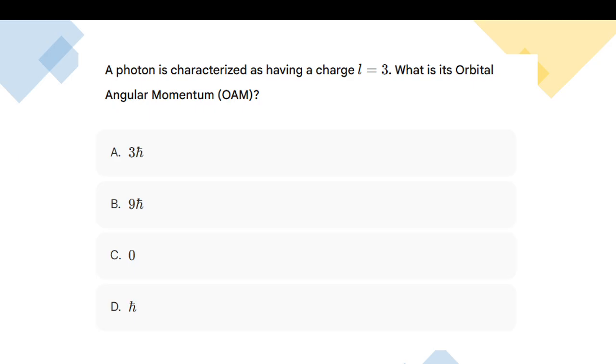Moving towards the next question, which is: a photon is characterized as having a charge L equal to 3. What is the orbital angular momentum? As we know, orbital angular momentum is L h cut. So it's 3 h cut. So the correct answer is this one.